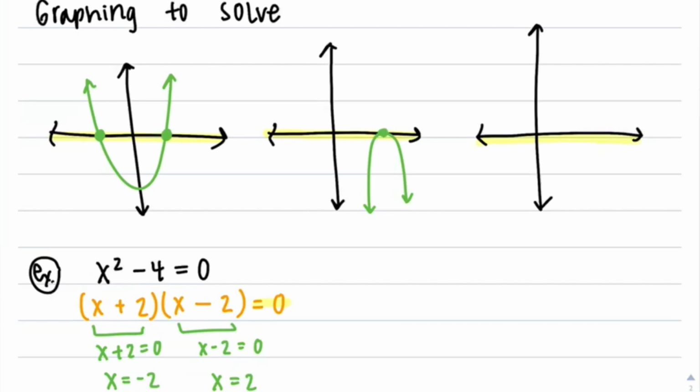The last thing that we'll get to eventually, though, is actually when you get no solution. That might look like this. It's when we have a parabola that is not touching that x-axis at all. And so those are the different things that we'll look at.